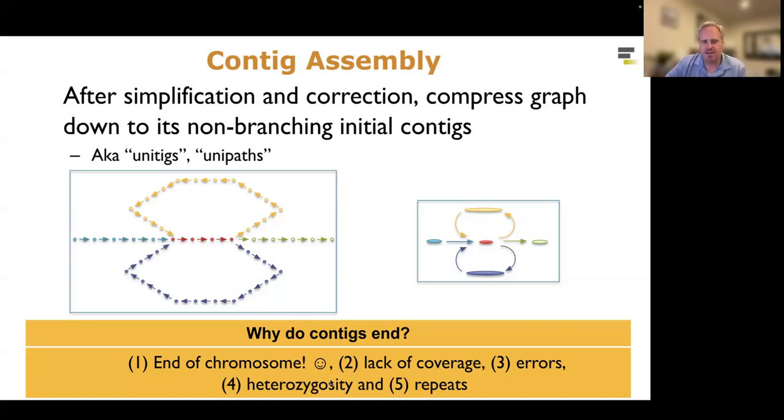If there's heterozygosity in your sample, if you're a human sample, the homozygous regions will assemble together, and then the heterozygous regions will form a branch point, come back together, branch point, come back together. You get these little bubbles that form from all the heterozygosity. And then finally, you'll also get a lot of branch points in your graph, and your contigs will end because of repeats. For large eukaryotic genomes especially, it's going to be those repeats that cause most of the complexity inside a genome assembly.